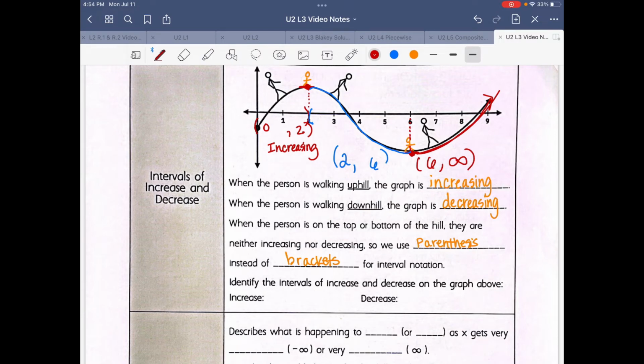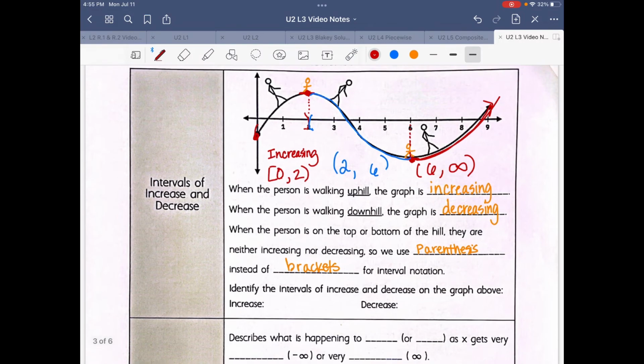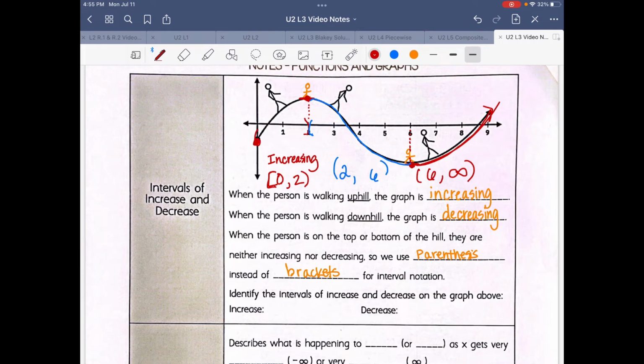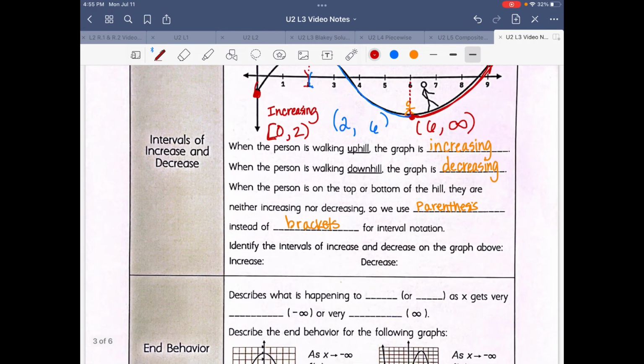Okay, let me go back over here. This does have an end point right here, so it's going to be increasing from 0 to 2. So I need to use a bracket here because that has an end point. All right, so we want to write our intervals of increase. So it increases from 0 to 2 and 6 to infinity. And then it decreases from the interval of 2 to 6.